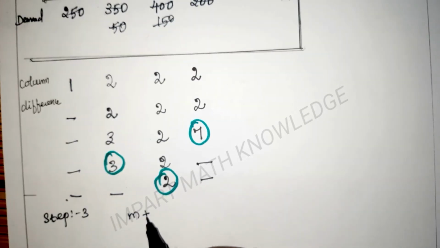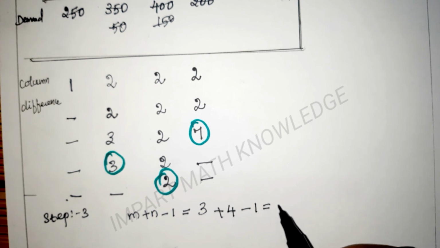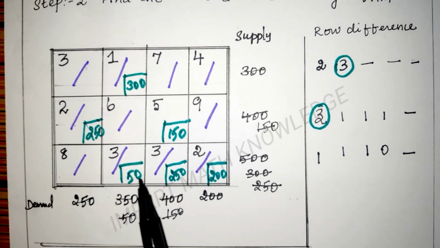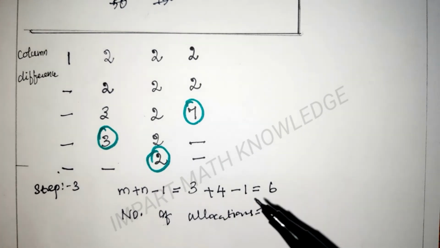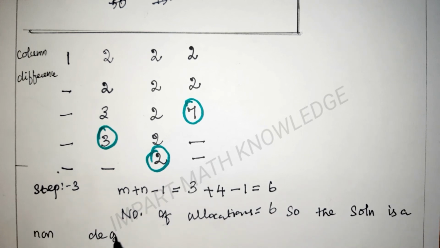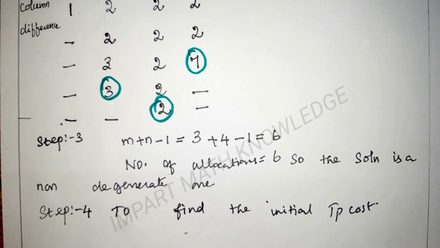Step 3, you have to check m plus n minus 1. 3 rows, 4 columns. So, you will get 6. Number of allocations. Number of allocations are 1, 2, 3, 4, 5, 6. Number of allocations are 6. Both are equal. So, the solution is a non-degenerate one. Since m plus n minus 1 is equal to number of allocations, we can say that the solution is a non-degenerate one. Step 4, we have to find the initial TP cost.